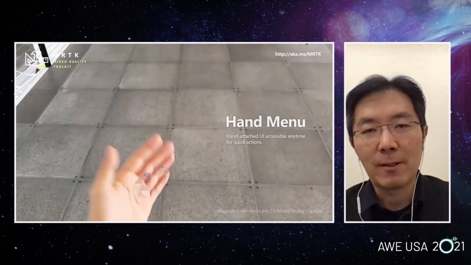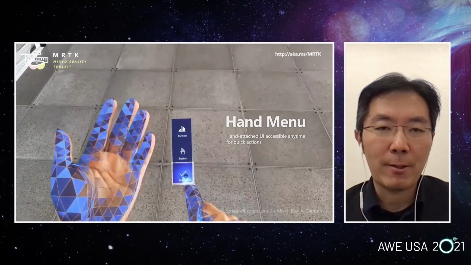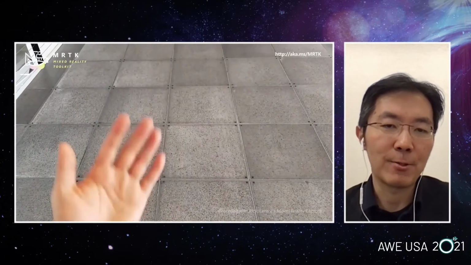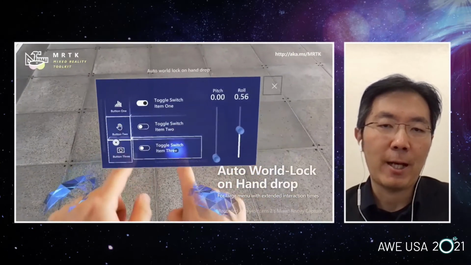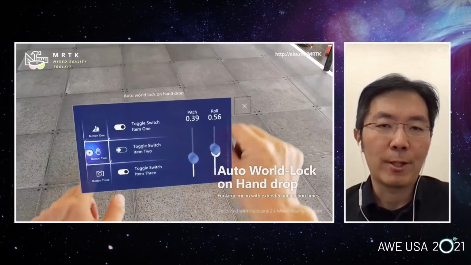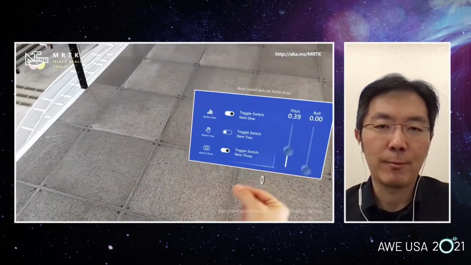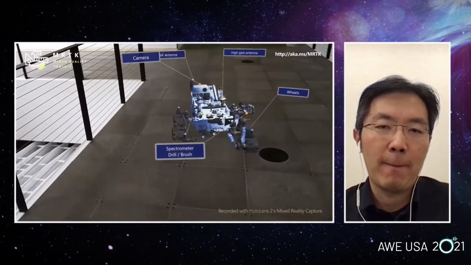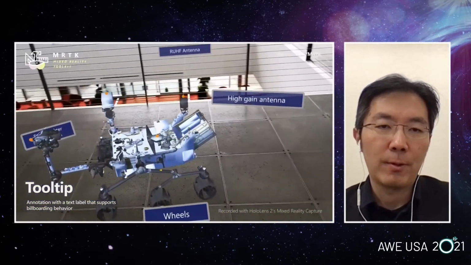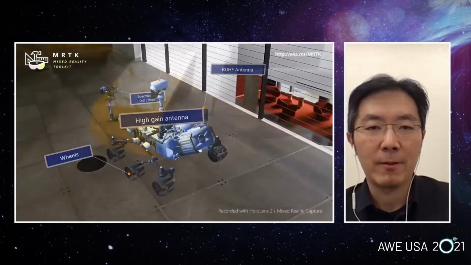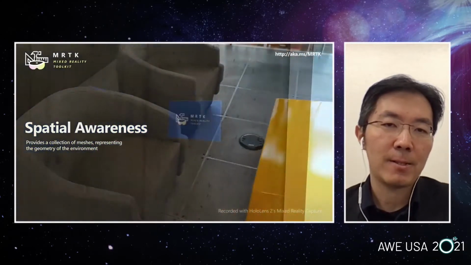And hand menu is one of the most popular UX patterns. As you can see, you can quickly bring up the menu using the hand, take a quick action and hide it. Or you can also grab and place it somewhere in the world. And tooltip is also quite useful for annotation and labeling physical or digital objects in space.